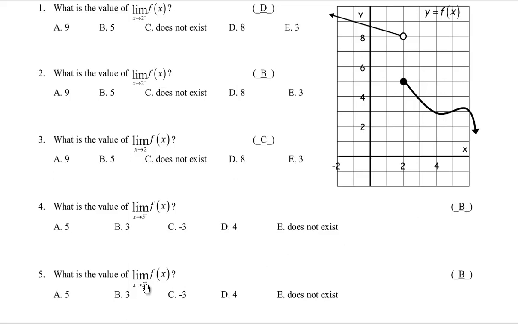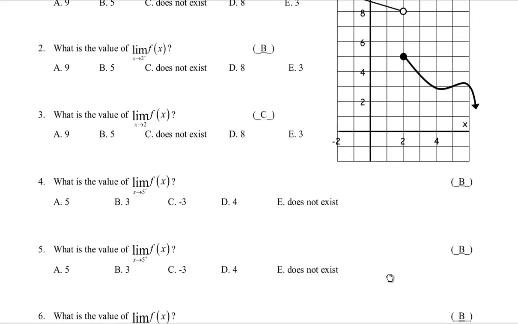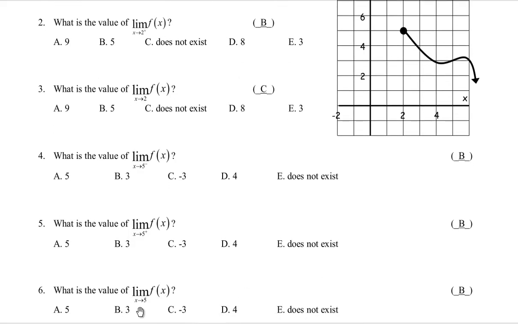For the right-hand limit, we're approaching 5 from the positive side, or the right side. So we're coming along here, getting close to where x is 5. And again, the function value is the same. It's 3 again. So B is the correct answer for number 5. And then question number 6 asks, what's the limit of this function as x approaches 5? Because these were both 3, the answer is 3. The limit of this function as x approaches 5 would be 3. So B is the correct answer for question number 6.